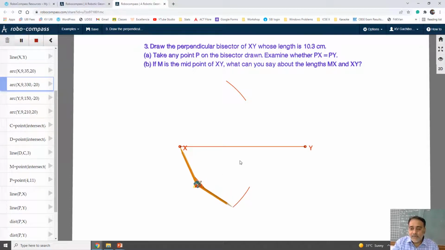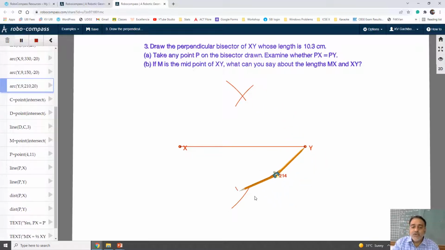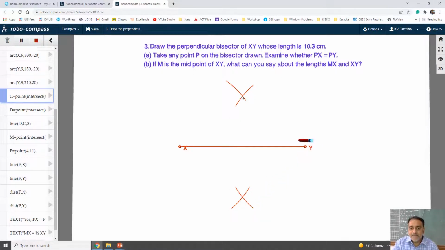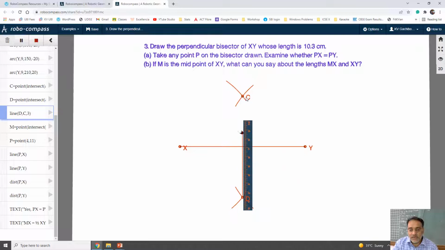So X से हम लोग दो arc draw कर दिए. Now with center Y we are going to draw two arcs on both sides with the same radius. Right, both will intersect at 2 points, C and D. ठीक है, ये वाला point C ले रहे हैं और इसको हम लोग D ले रहे हैं. ठीक है, point C and point D. After that we will join CD by using a ruler.